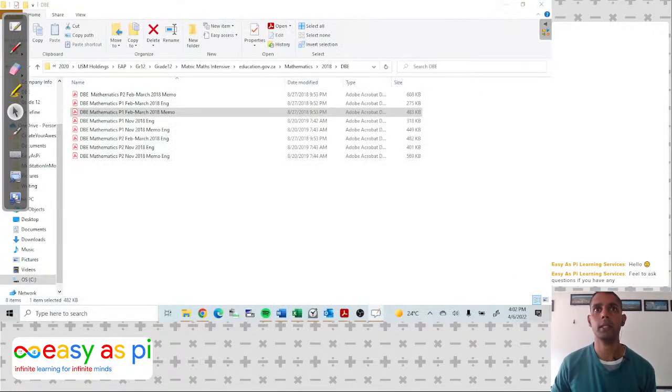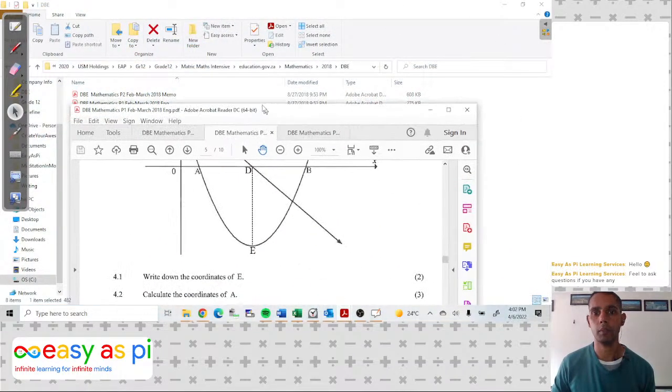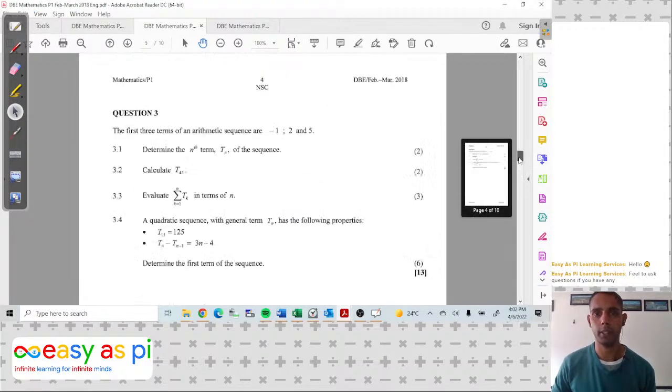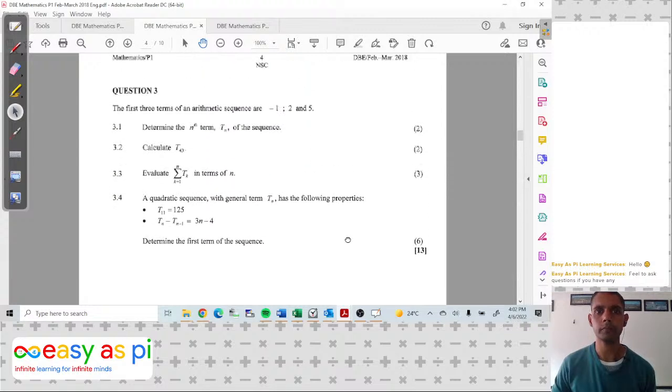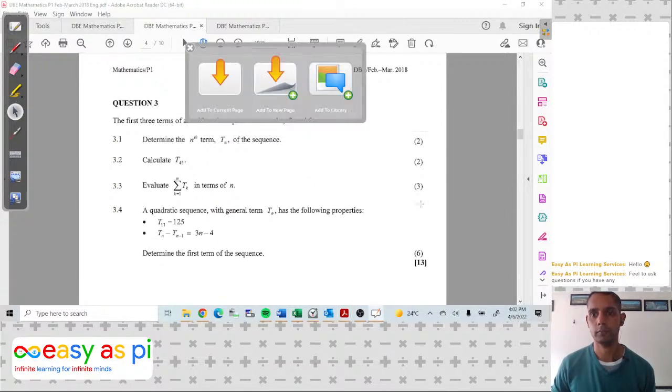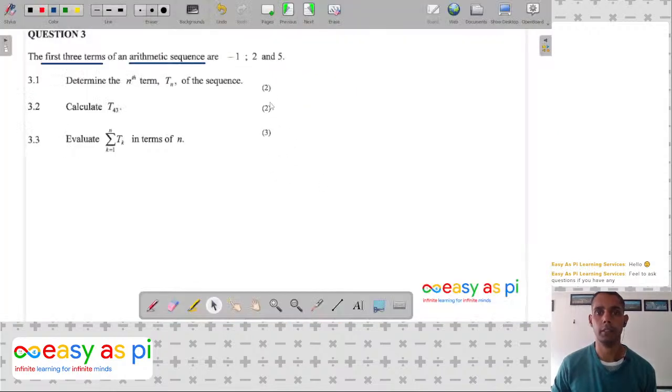Just give me a second while I get the mark scheme. My apologies for that. I should have somehow brought the mark scheme in. By the way, this is from the SUP paper of 2018. This is where I'm getting this from. So let's just get those marks in there. Okay, so we now have the mark scheme.